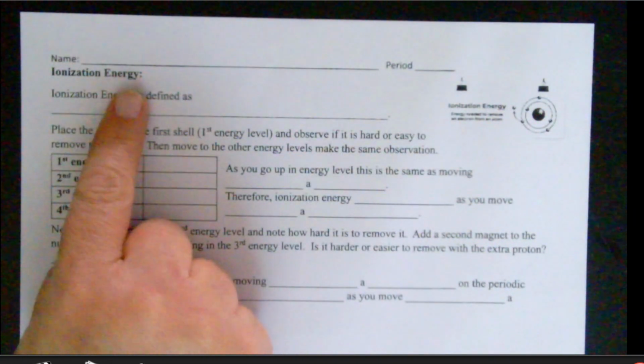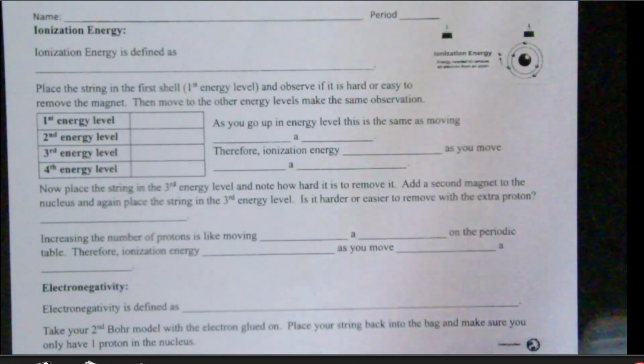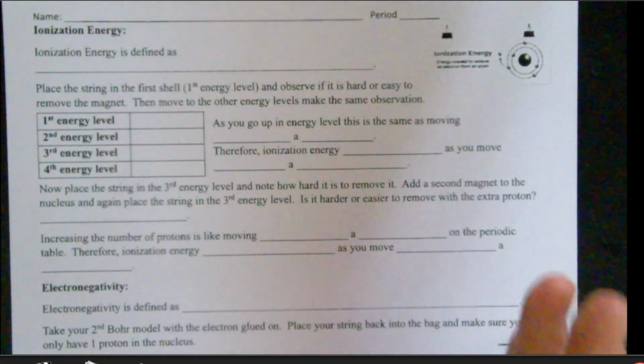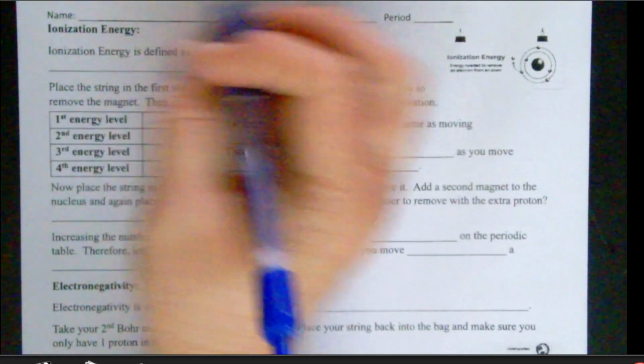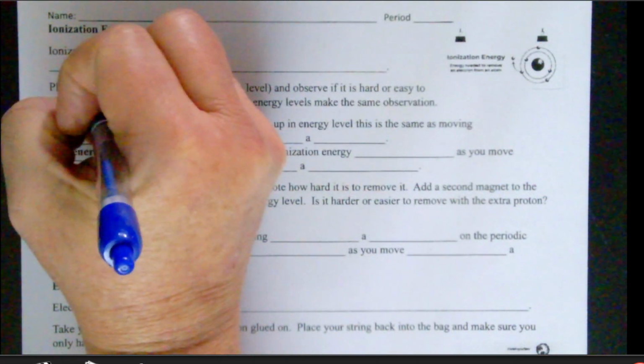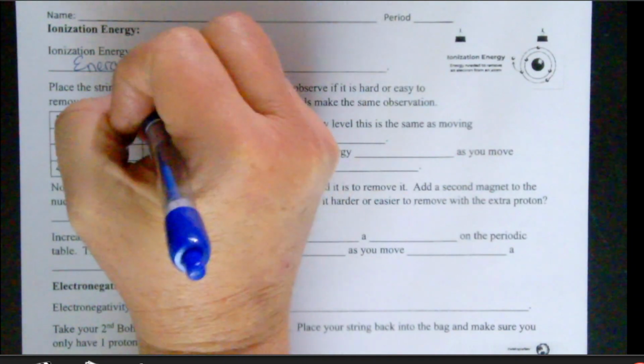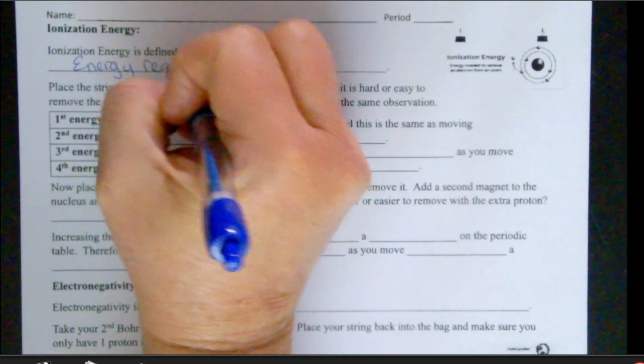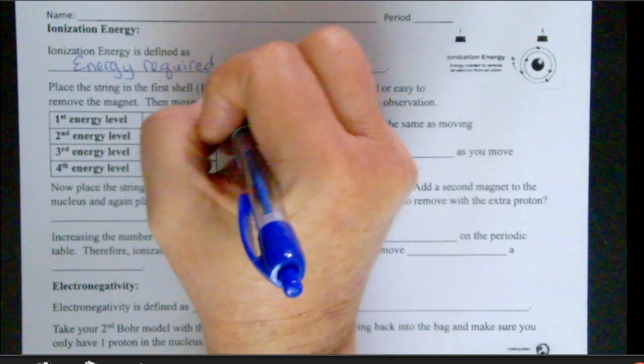All right, next trend we're going to talk about is what we call ionization energy. What the heck is ionization energy? Ionization energy is defined as the energy required to remove an electron.